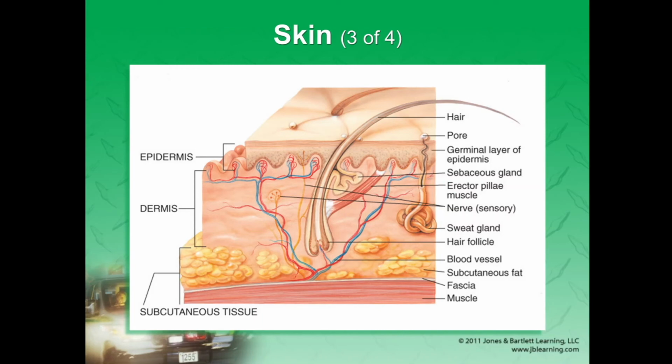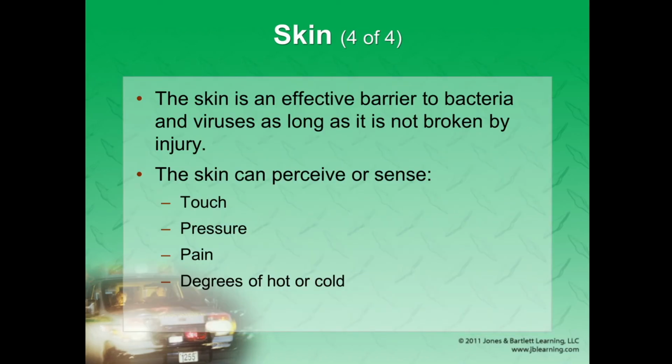Then you can see in the diagram there's sebaceous glands, erector pili muscles, nerves, a sweat gland, hair follicles, and a bunch of other stuff. But the key here is to understand the epidermis and dermis. So the skin is that effective barrier to bacteria and viruses as long as not broken by injury, which is why we wear our protective measures like gloves and gowns and stuff like that. We can perceive touch, pressure, pain, and degrees of hot and cold.